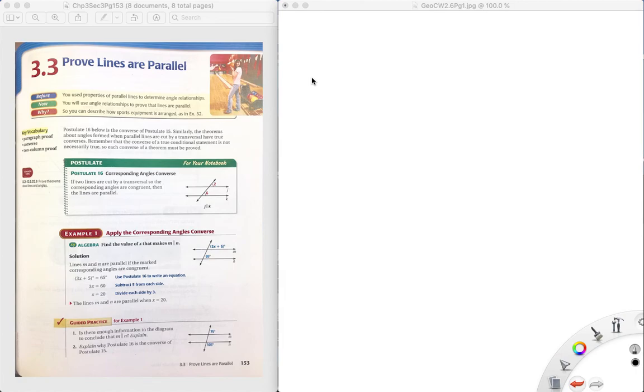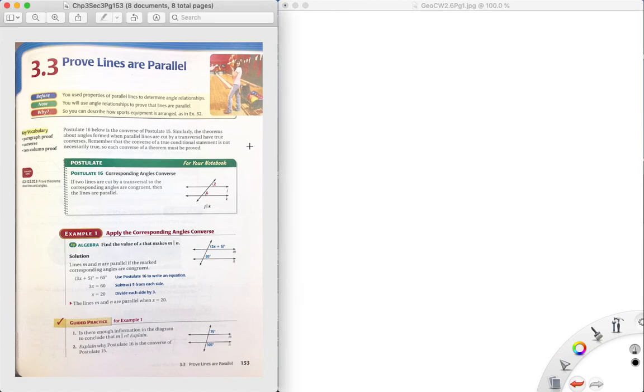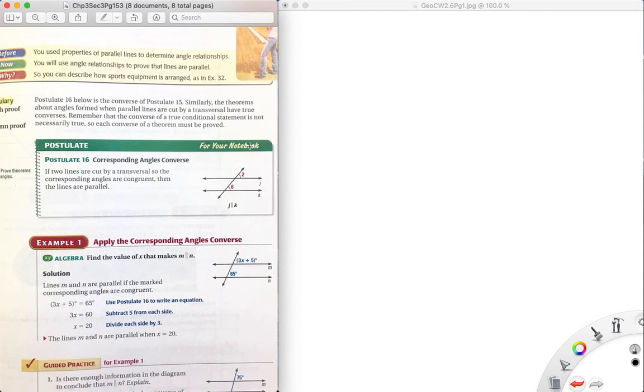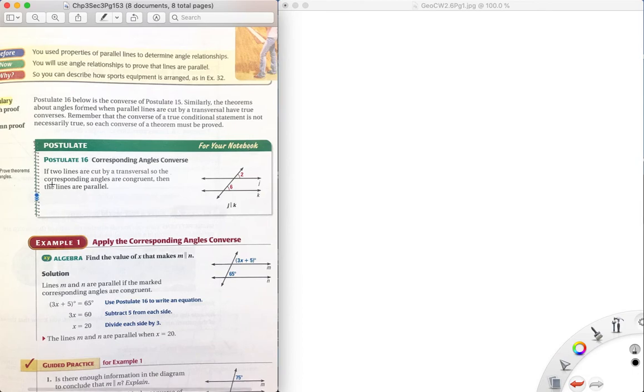So previously we had the corresponding angles theorem. This is the corresponding angles converse, which says if two lines are cut by a transversal so the corresponding angles are congruent, then the lines are parallel. So we switched the hypothesis and the conclusion from the previous section. If two lines are cut by a transversal so the corresponding angles are congruent, then the lines are parallel.